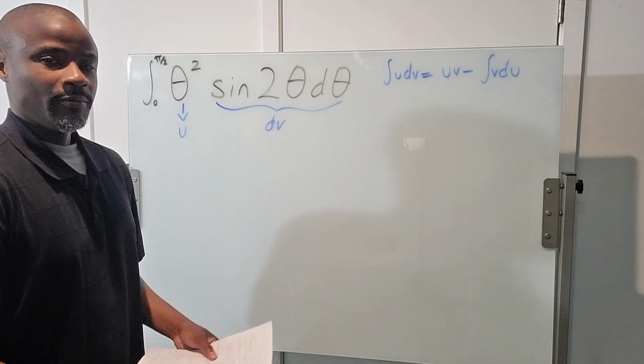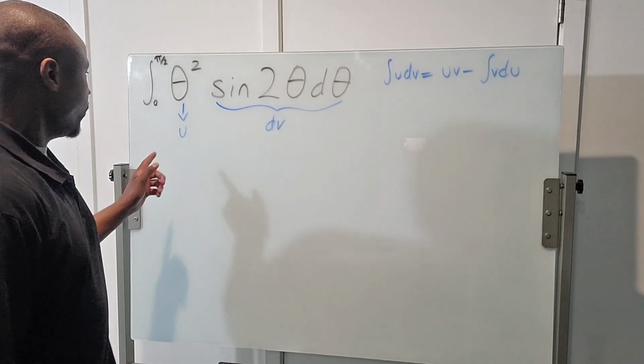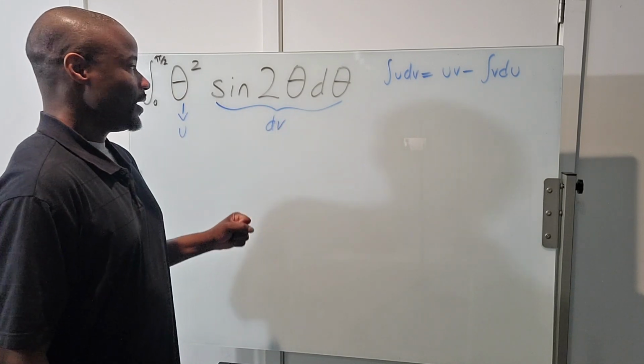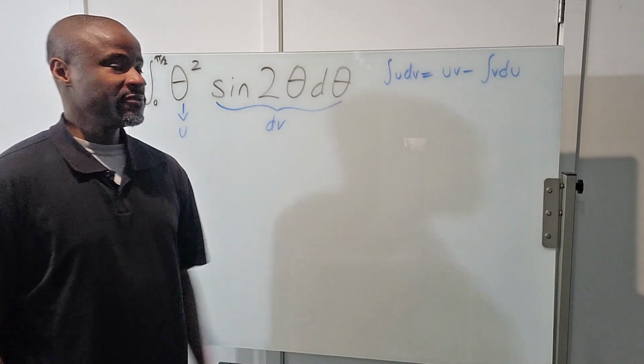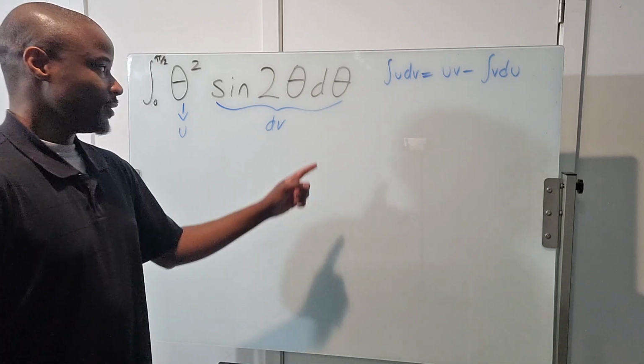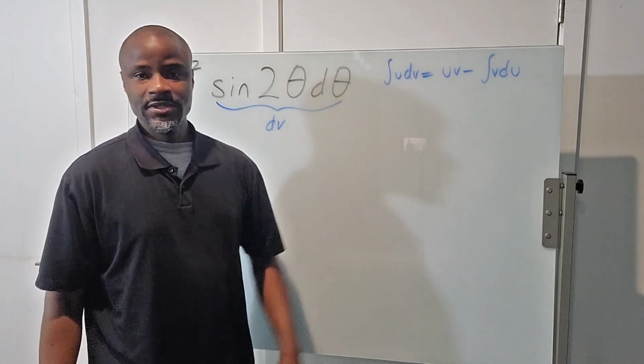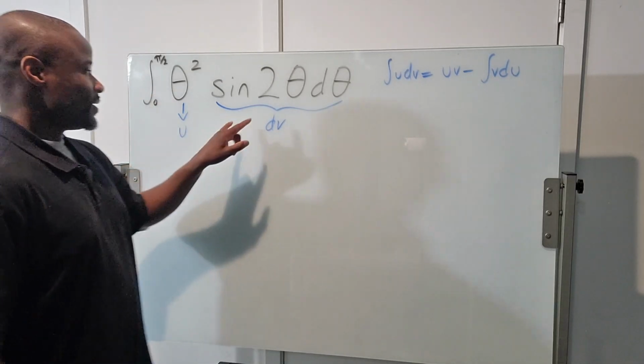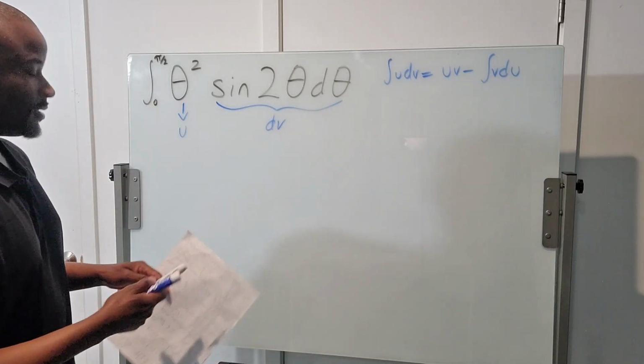We have a problem here we have to integrate. We're given the integral of theta squared sine 2 theta d theta. And we have the formula for integration by parts here. The integral of u dv equals uv minus the integral of v du. We have our u as theta squared, our dv as sine 2 theta d theta.